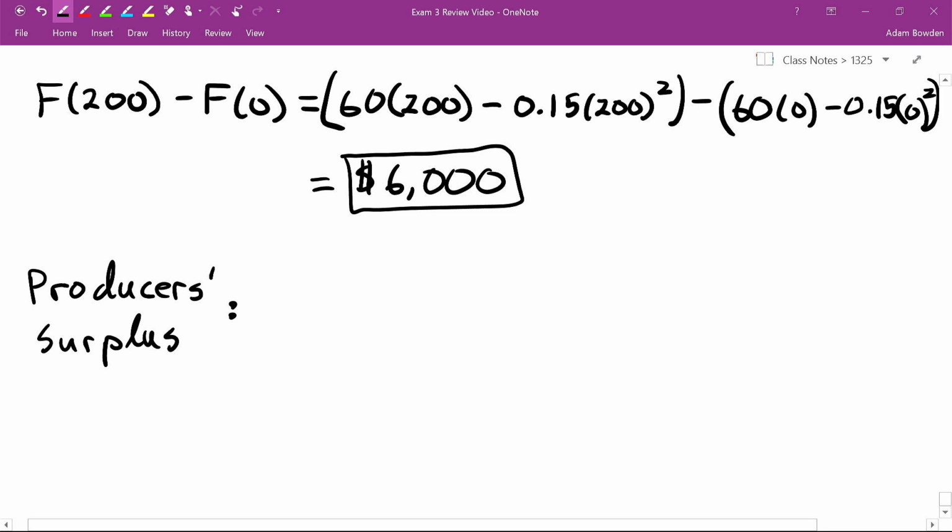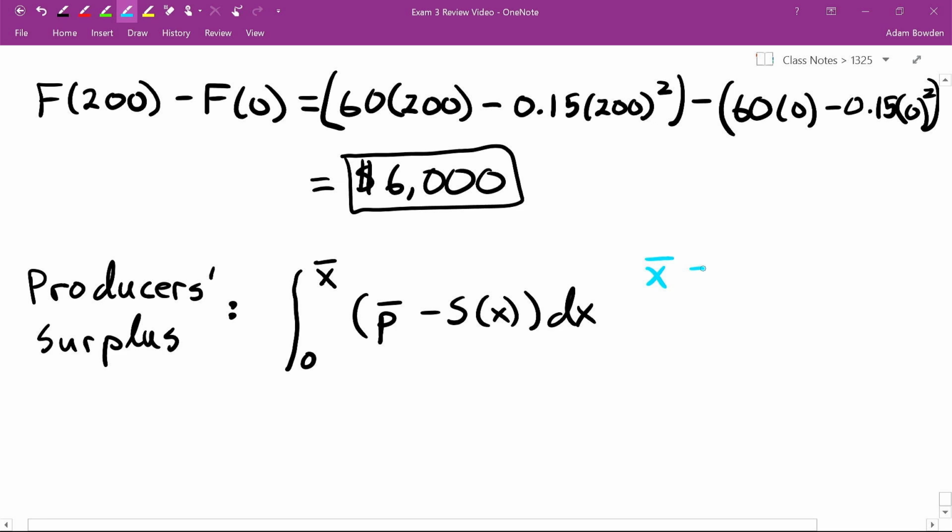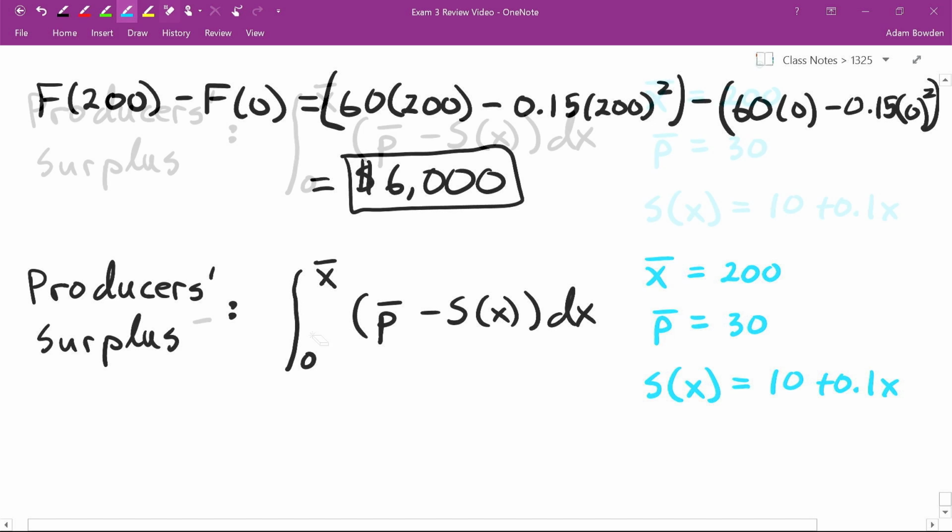Now, in order to find the producer surplus, we're going to use this formula here, which looks very similar to the one that we just did, but there's not a whole lot of difference here. We're just going to use the same number for P and for X here. X is the 200 or X bar, and P is the 30. But we're going to use this S of X function, which is technically what they call a supply function, and that was where we started. Here was 10 plus 0.1x.